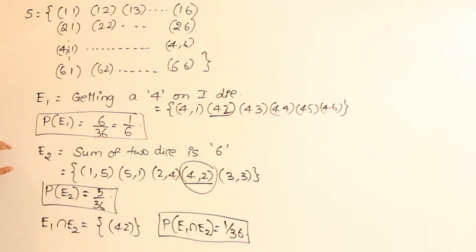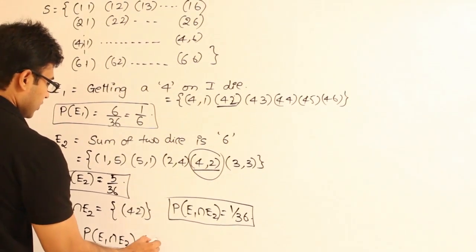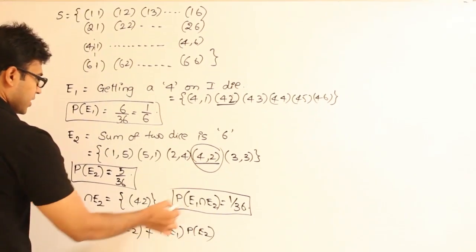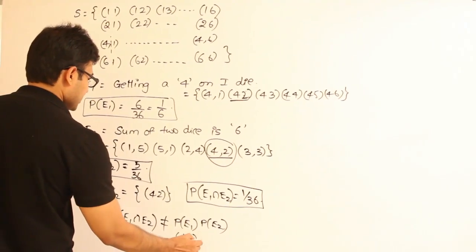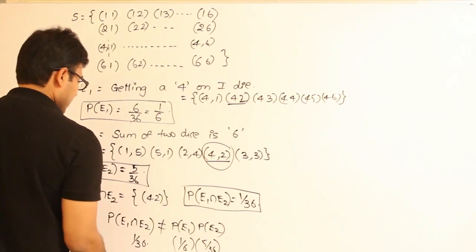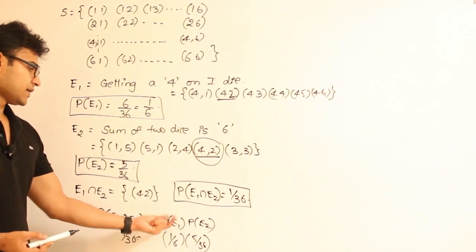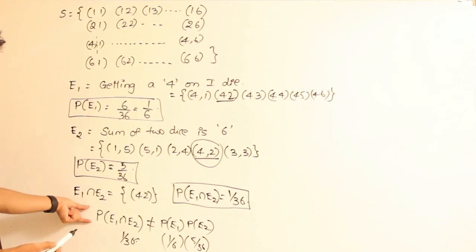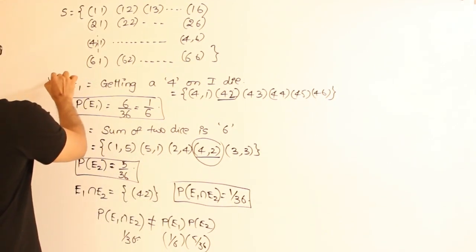Now it is very clear that probability of E1 intersection E2 is not equal to probability of E1 into probability of E2, isn't it? You can check it. Why? Because the left hand side happened to be 1 by 36 and the right hand side happened to be 1 by 6 into 5 by 36, right? Clearly they are not equal. So since this formula is not satisfied, we can now declare that they are not independent, which means E1 and E2 are dependent. So these two events are actually dependent.